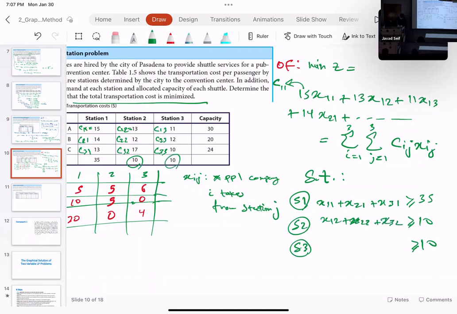The third one: X13 plus X23 plus X33. Anyone who takes people from station 3: company 1 from station 3, plus company 2 from station 3, plus company 3.